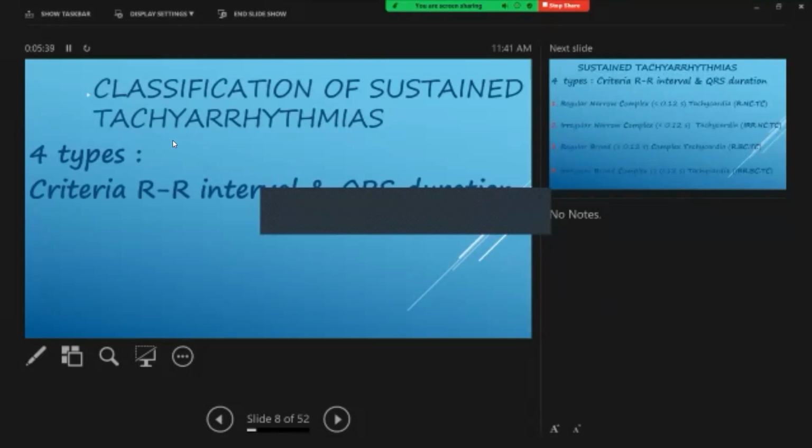Classification of sustained tachyarrhythmias, there are 4 types. The classification criteria are the RR interval and QRS duration. The RR interval means the interval between 2 adjacent R waves. It can be regular or irregular. The normal QRS duration is less than 0.12 seconds. If the QRS duration is 0.12 seconds or more, those QRS complexes are called broad QRS complexes. If the QRS duration is less than 0.12, or less than 3 small squares, these are called narrow QRS complexes.